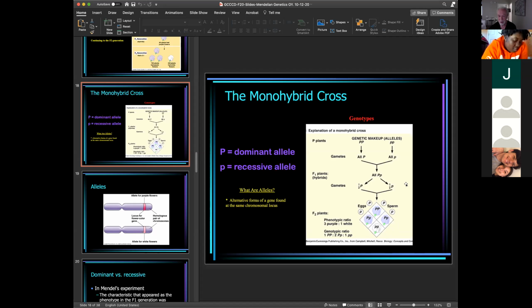So does that answer your question? I mean, we're in the worksheet, I'm talking about tall and short. This is purple and white, but it's the same thing. It's the same procedure to work it out in both cases. Is that clearer now? Yes. Where those ratios come from?